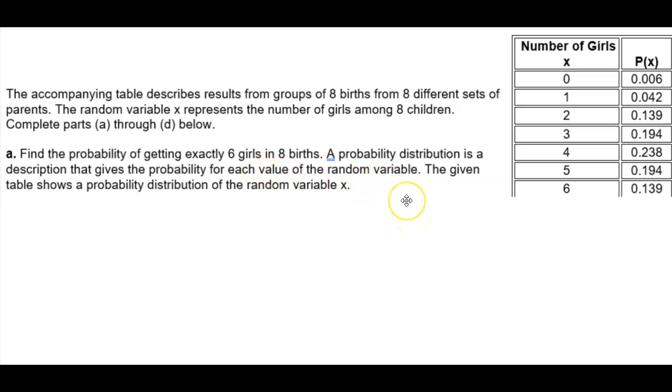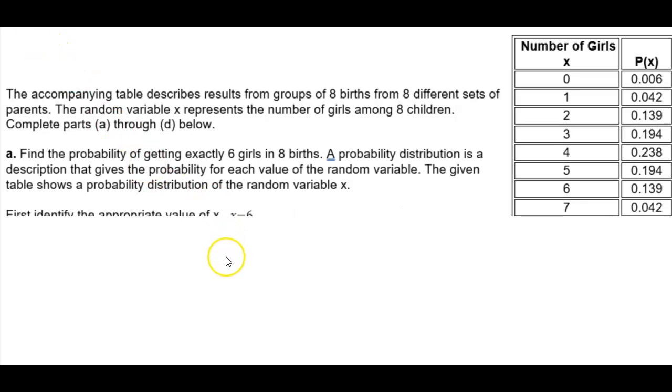Now a probability distribution is a description that gives the probability for each value of the random variable. The given table to the right shows a probability distribution of the random variable x. Now, the question is asking the following. It says find the probability of getting exactly 6 girls. So that means when x is equal to 6.